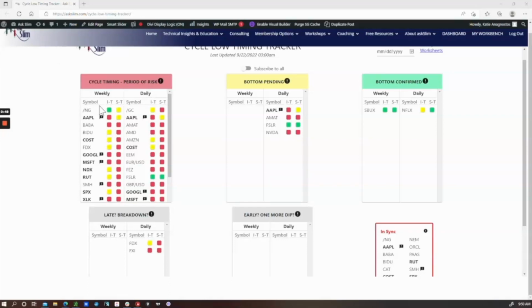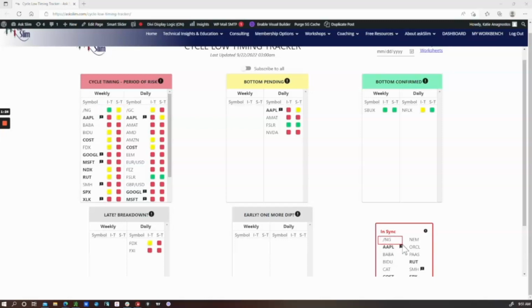These colored squares next to the symbol are an at-a-glance visual indication of a combination of momentum and cycle phasing conditions in each symbol. The first square is for the intermediate term and the second square is short term. So while these are dynamic, this green square next to natural gas futures is telling us that intermediate term conditions currently are looking positive, and the yellow square is telling us that the short-term conditions are more neutral.